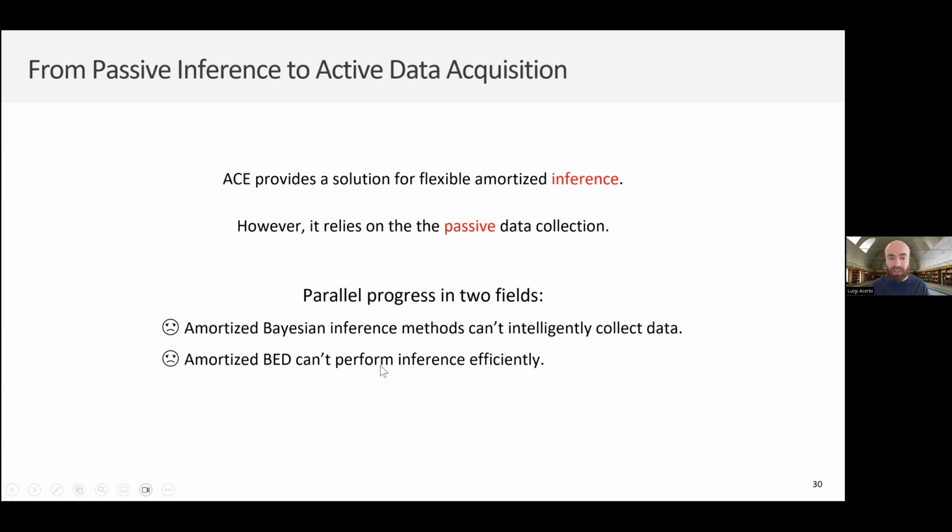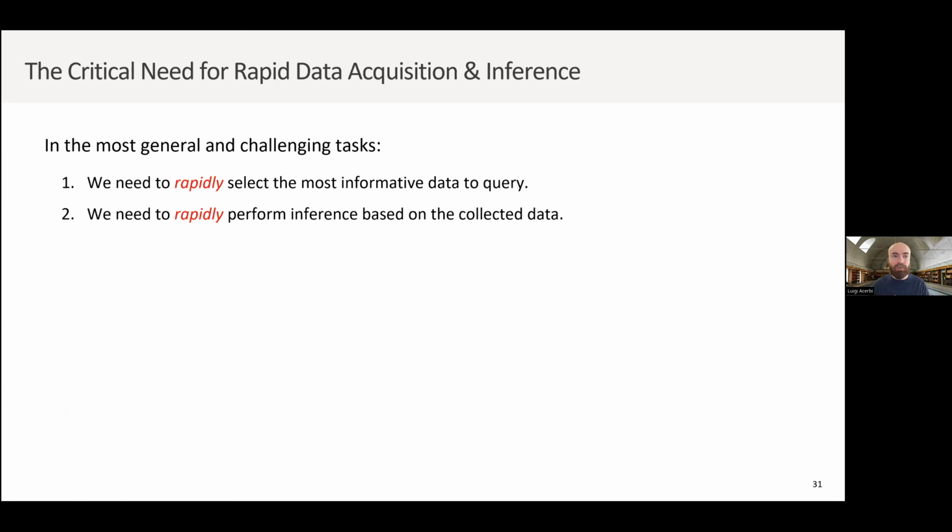And so we realized that there was this disconnect between amortized Bayesian inference, like ACE, and the existing methods in amortized Bayesian experimental design, in the sense that these two were progressing completely separately. So as we mentioned before, we want to do both. We want to be able to rapidly collect data and rapidly perform inference. And also, we want to be able to dynamically change the collection strategy, because what you're going to collect will depend on which kind of information you care about.